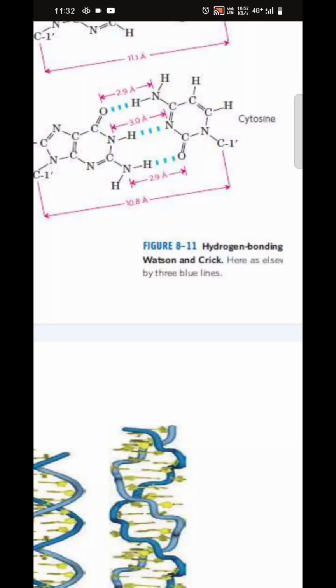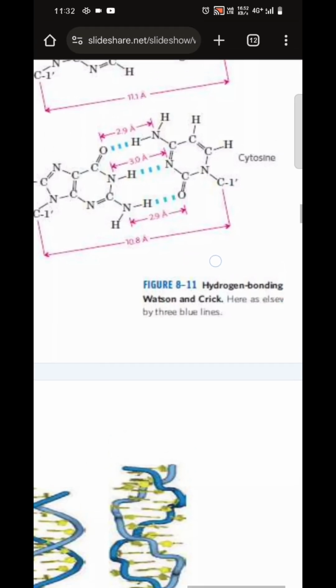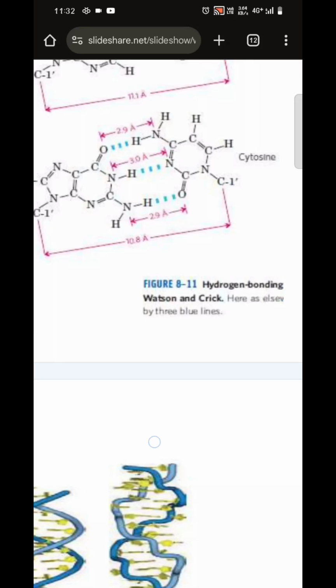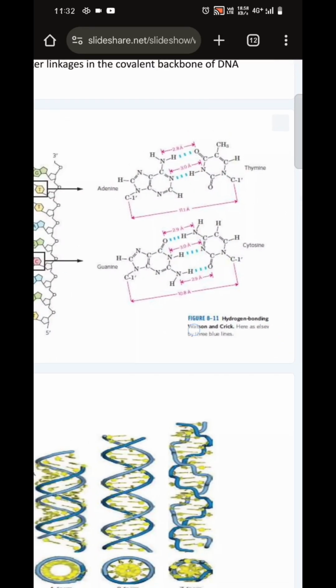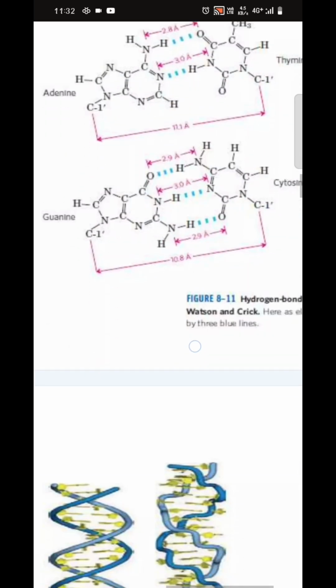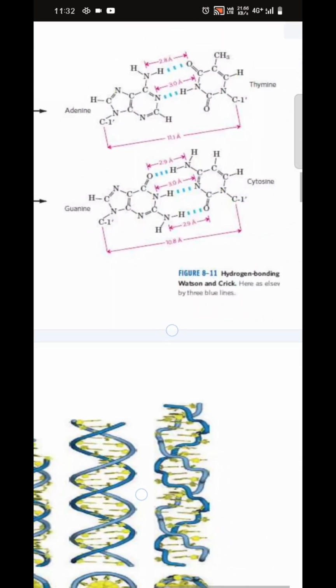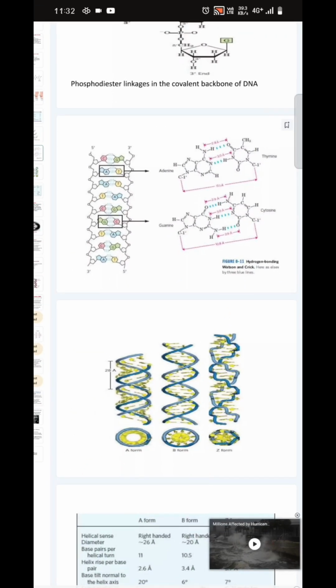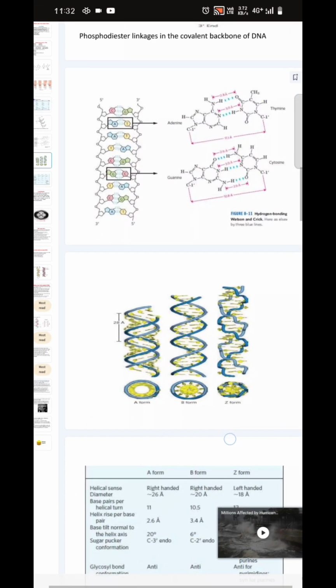Sorry friends. The hydrogen bonds are between the H bond and the nitrogen, and between the hydrogen bond and the oxygen. In guanine and adenine, between the hydrogen bond and the oxygen, and the nitrogen and the hydrogen bond. In adenine, this is the hydrogen bonding of Watson and Crick, friends. We will observe it in the picture.